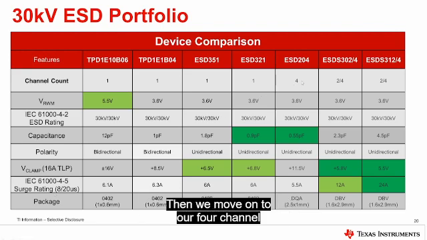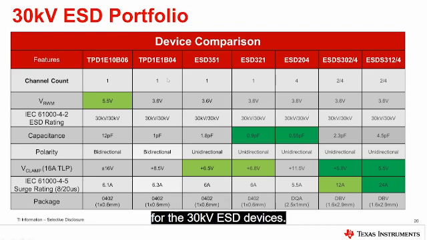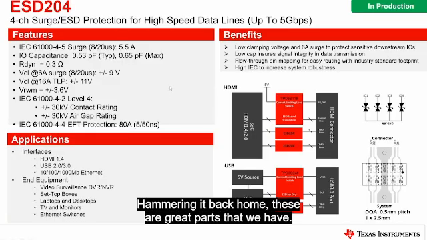Then we move on to our 4-channel and our 2 to 4-channel devices. These are our high surge discrete devices and our high surge high speed device here. It just shows off our breadth of portfolio for the 30 kV ESD devices. Hammering it back home, these are great parts that we have.